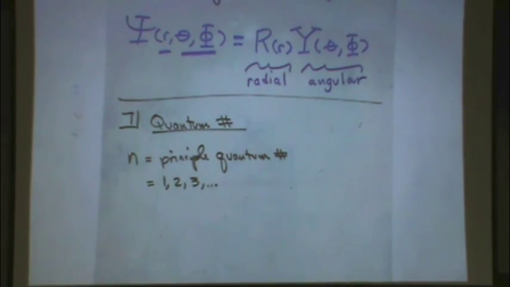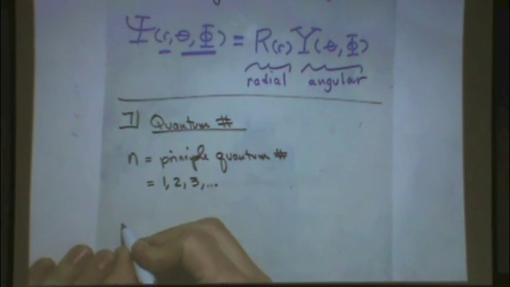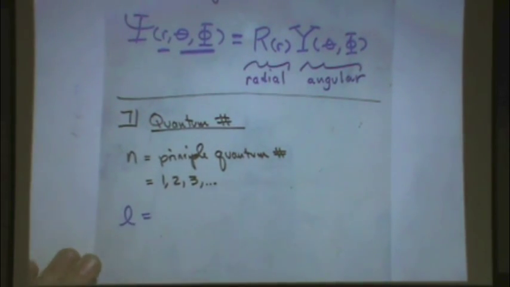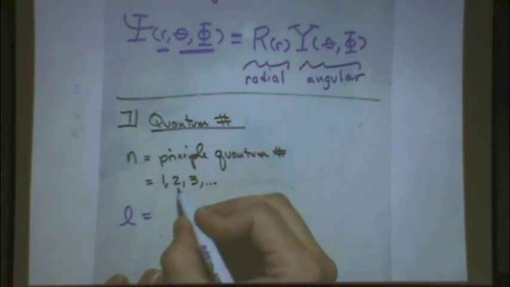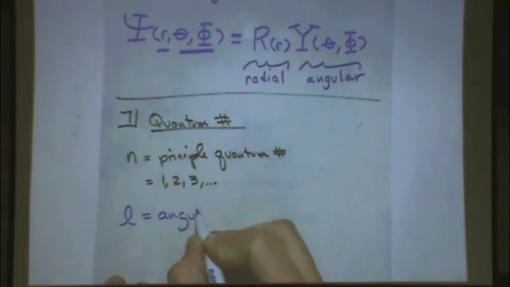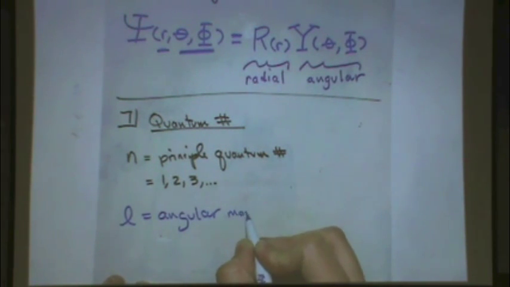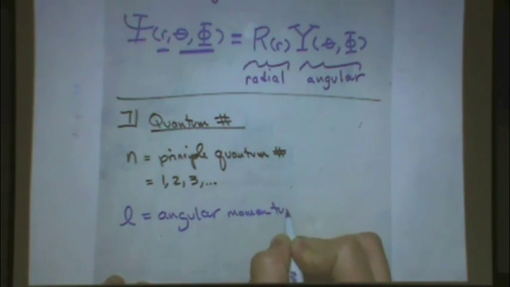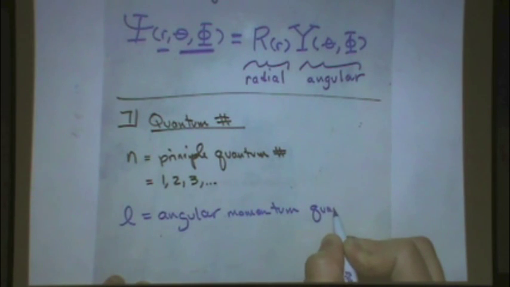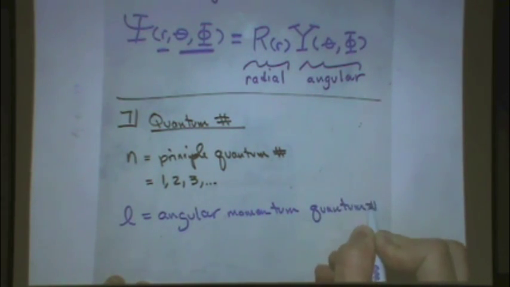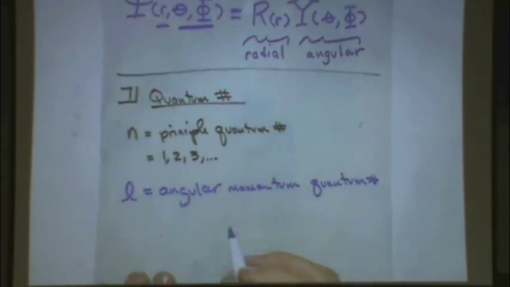Here's the second one, l. You might have seen these in high school before. It's not the same L. This is a lowercase l to distinguish it from the L we saw a little earlier, the length of the box. This is not that L. This is a different l. This is called the angular momentum quantum number. Angular momentum quantum number.